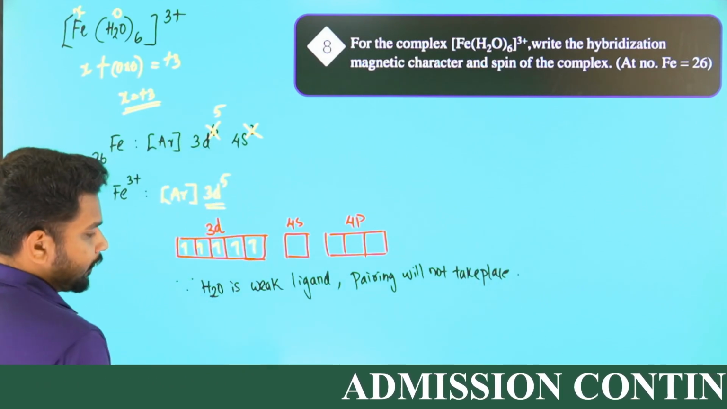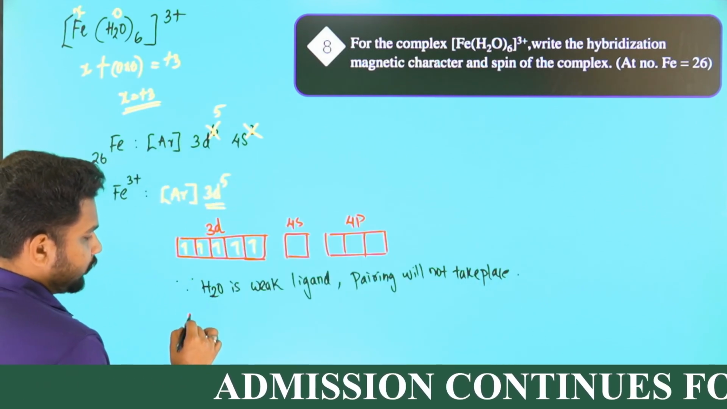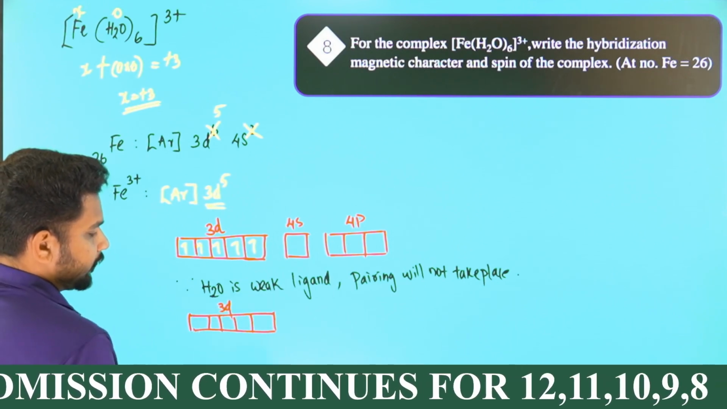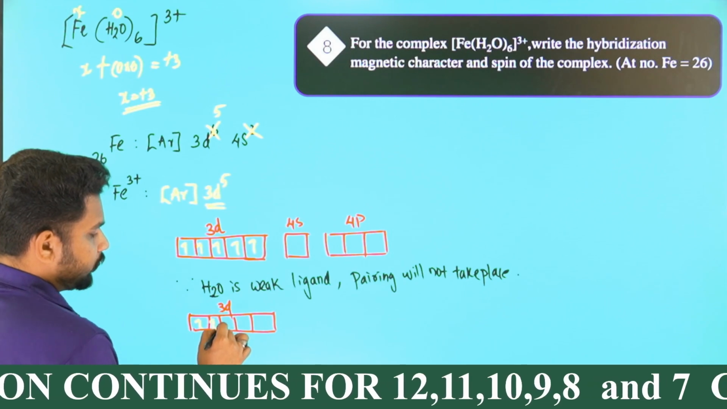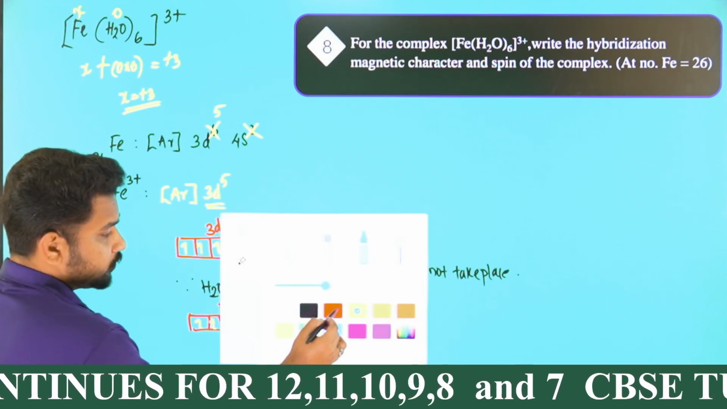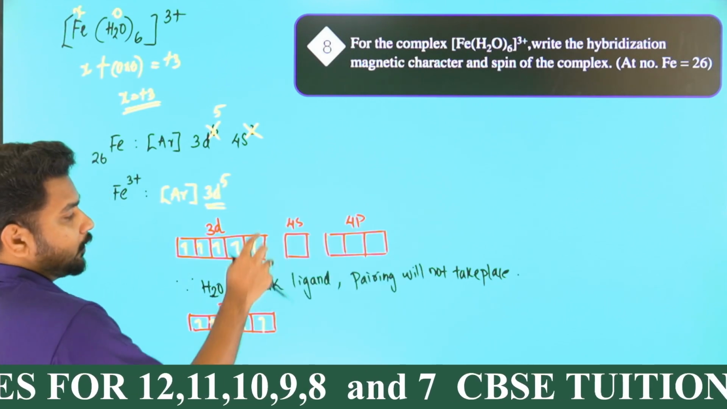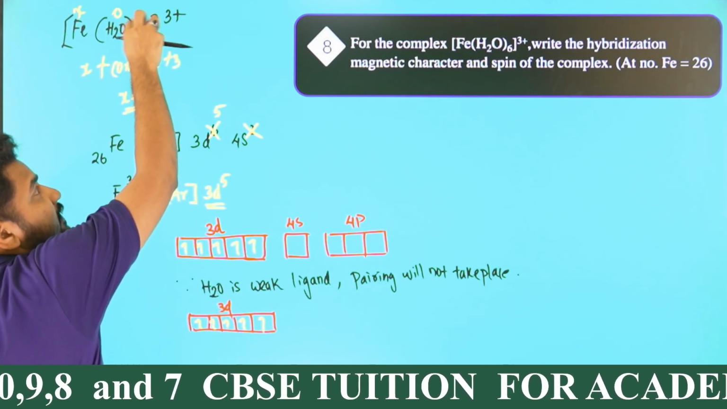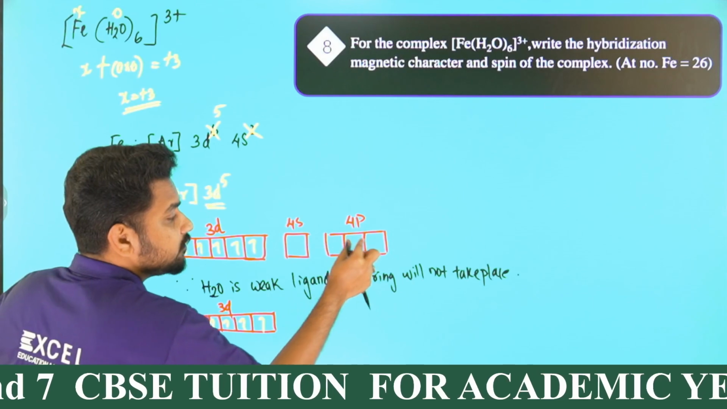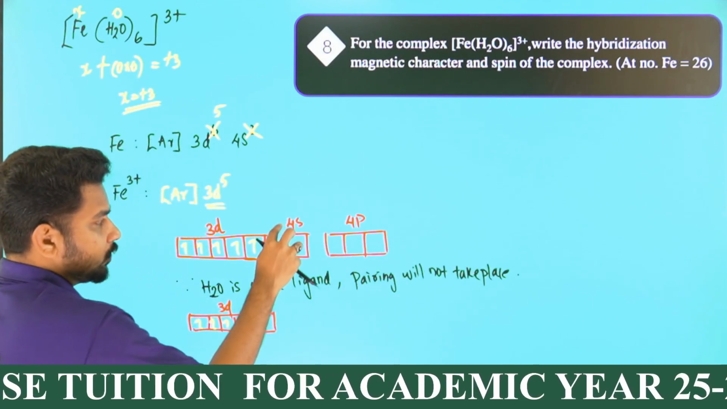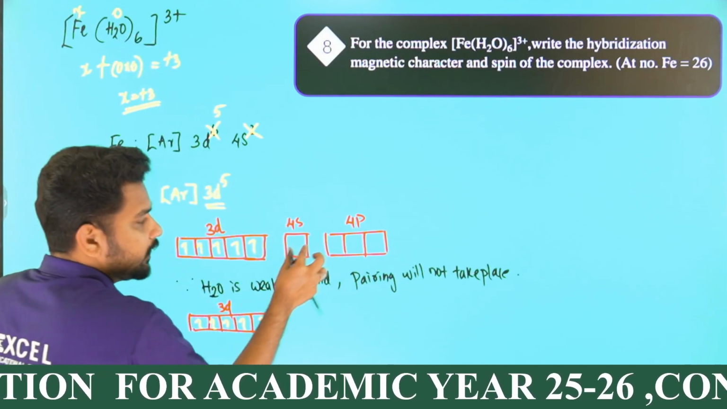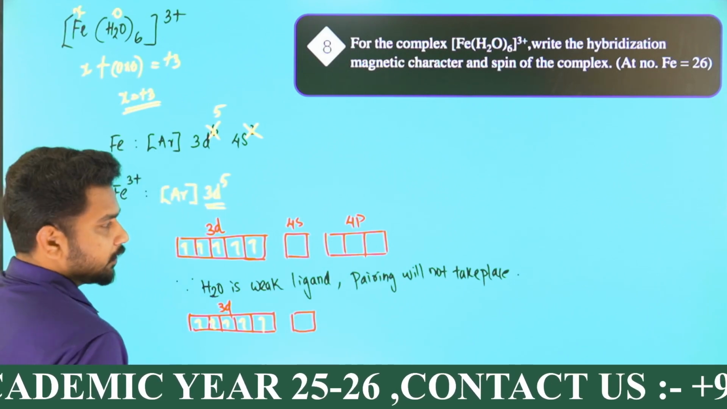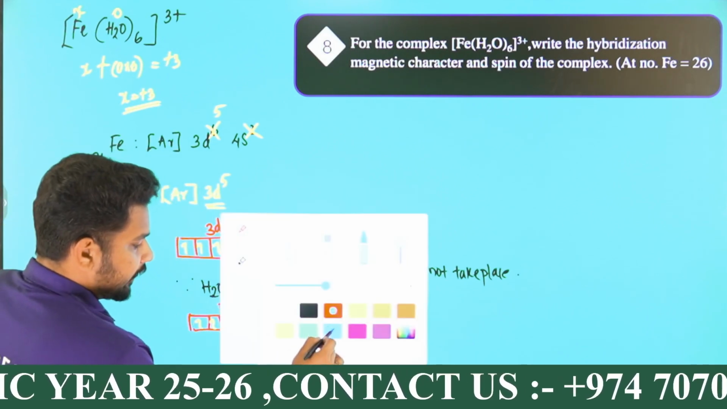So what will happen? If pairing is not happening, the electrons in the 3d will remain there. 1, 2, 3, 4, 5. And also, what is the problem? Since there are 6 ligands, we need 6 vacant orbitals. So from 4s we will get 1 vacant orbital, and from 4p we will get another.